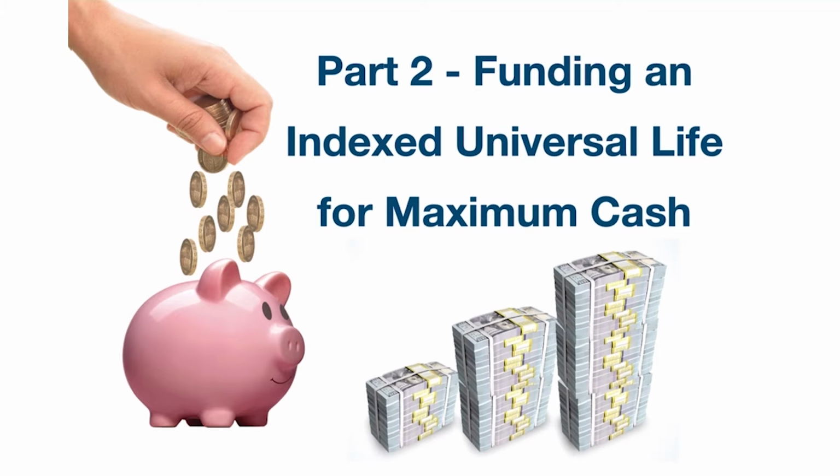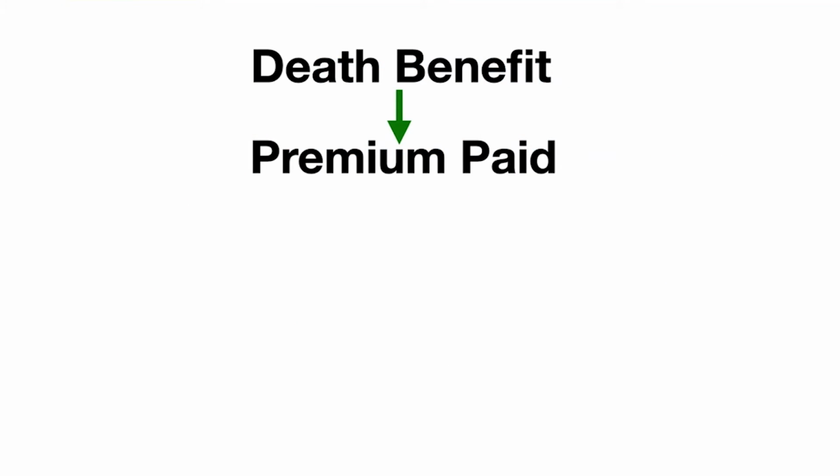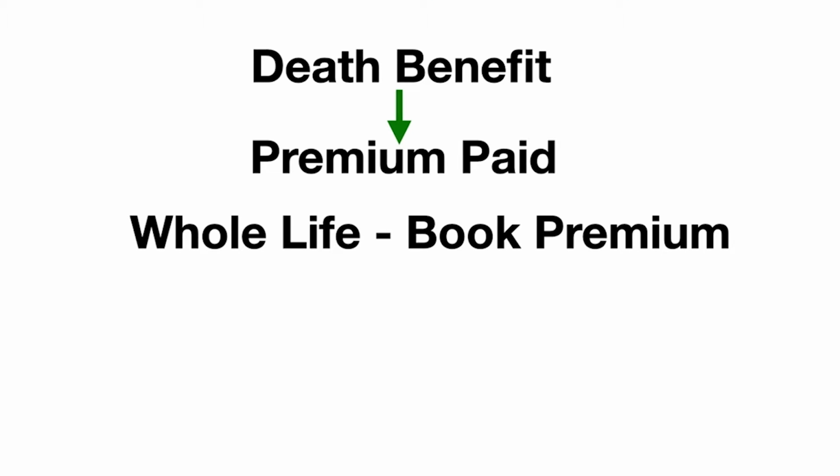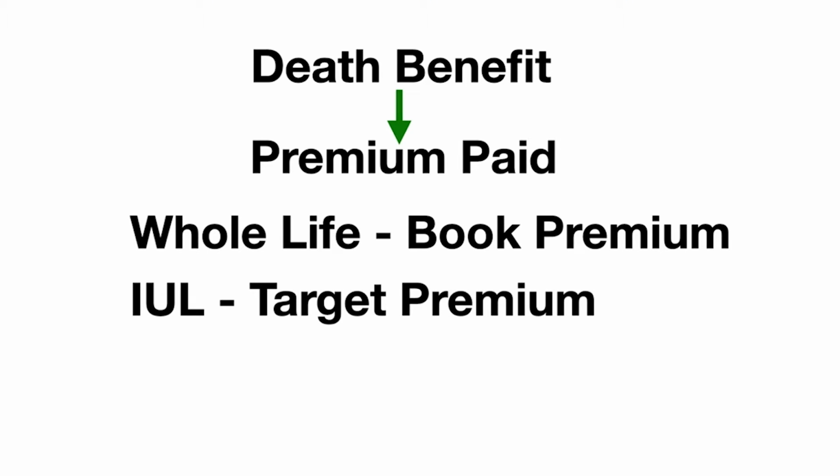In this video, I will give you a simplified overview of why maximum funding of an IUL is important for cash accumulation. The majority of life insurance policies are issued with the desired death benefit determining what the premium is. Whole life policies call this the book premium, and for IUL, this is called target premium.